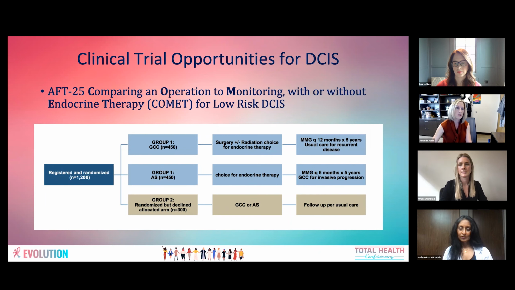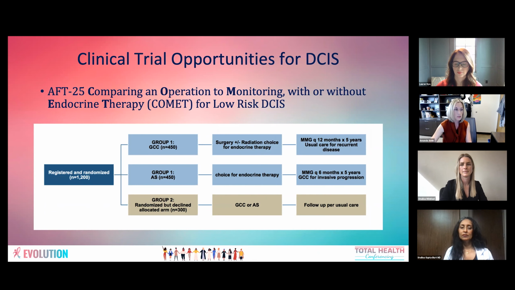The other arm is the AS, or active surveillance arm, and those patients do not have surgery, do not have radiation. They do not have to take endocrine therapy if they are in the observation arm, but it certainly is offered to them. And we follow them a little bit more closely with imaging, with mammograms every 6 months. And if we determine that they are having progression, that is typically biopsied and then converted to surgery if we identify that they have progressed to invasive disease.